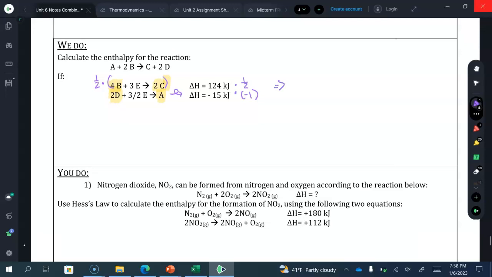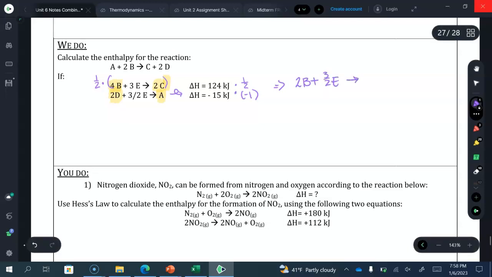And so 1/2 of 4 is 2B, plus 3 times 1/2 is 3 halves E, yields 2 times 1/2 is just C. That means that my delta H then should be equal to 124 kilojoules times 1/2. And I do the same with the bottom one. And I flip my reaction around, so I should get A is equal to 2D plus 3 halves E, and that my delta H should be equal to the -15 kilojoules times -1.